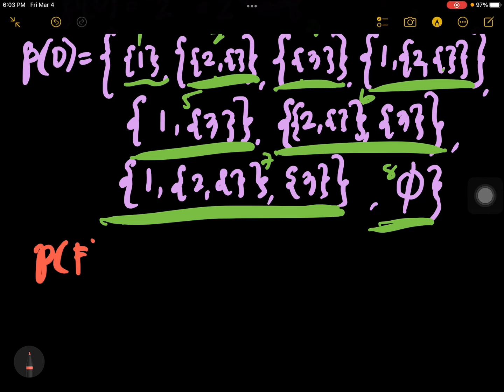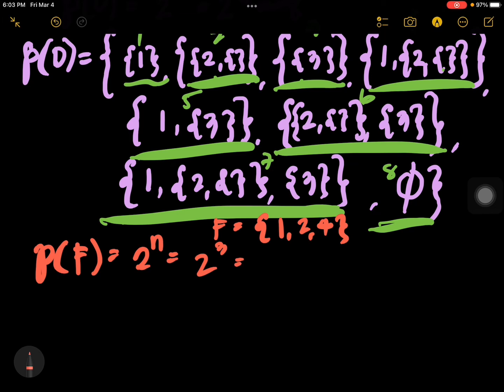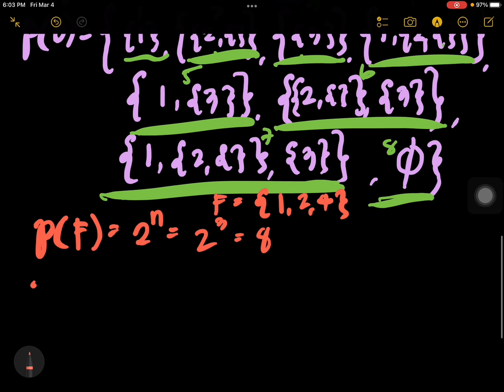So let's have F. If I have F, let me write first what is F. Let's have 1, 2, 4. So 1, 2, 4. So the power set is 2 raised to the power of n. Well, obviously, the last example I gave is a bit easier. So 8. So the power set of F is a set.